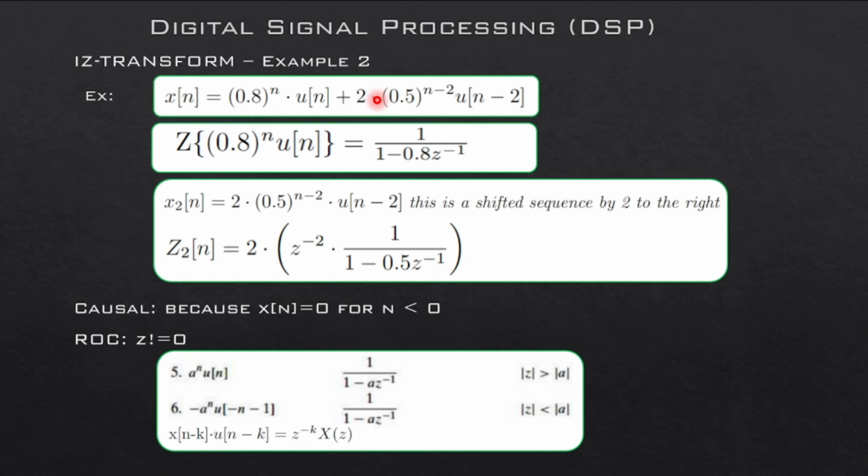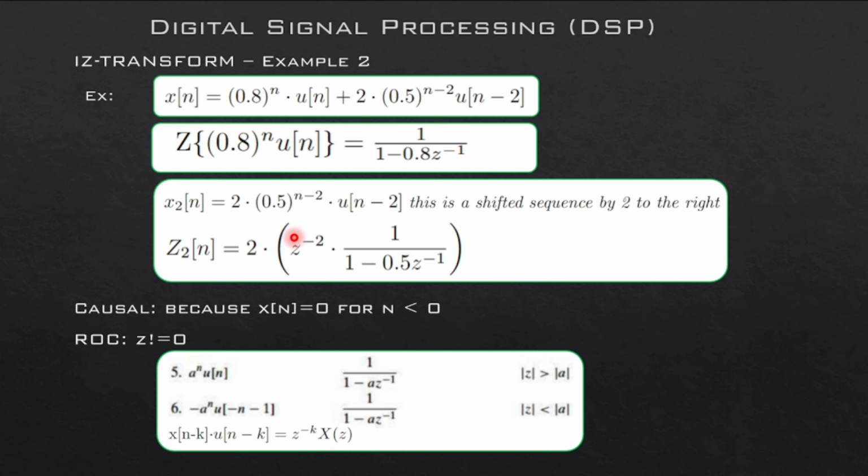Now, for the second part, which is 2 times 0.5 to the power n minus 2 un minus 2, correct? Here, this is a shifted sequence by 2 to the right, correct? Now, x2n, which is the transform of this chunk over here, is equal to, now the 2 you multiply with it because of the law of additivity and linearity, because it's a linear function. You can multiply with it because the transform of 2xn is 2Xz, okay? So it's linear, it won't change anything.